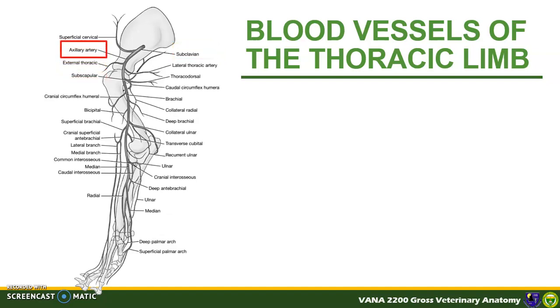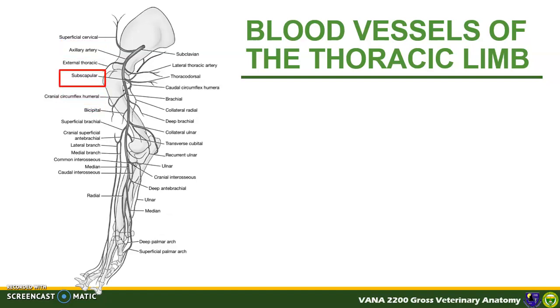The axillary artery is a direct continuation of the subclavian artery around the first rib to the thoracic limb. It supplies the structures of the shoulder and continues as the brachial artery after the subscapular artery branches off.